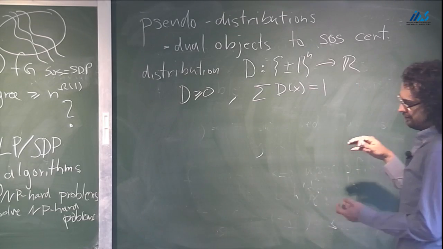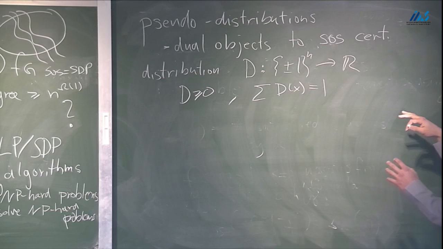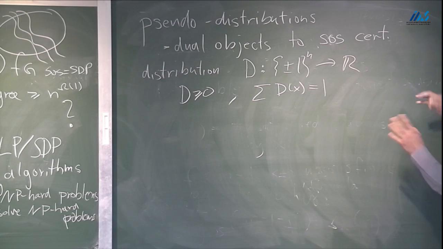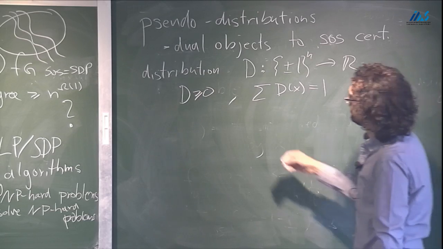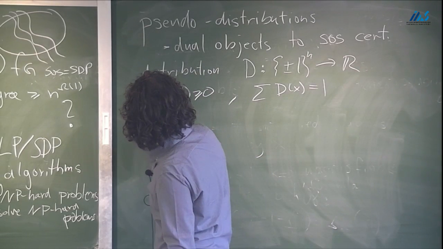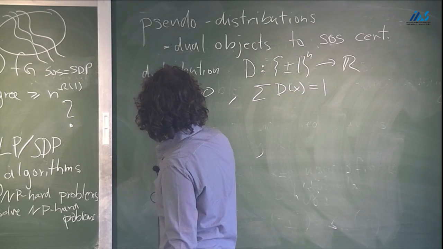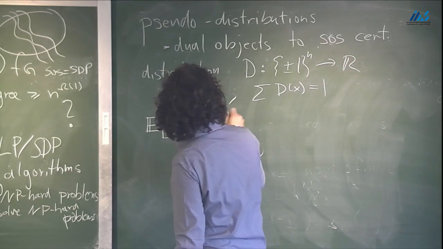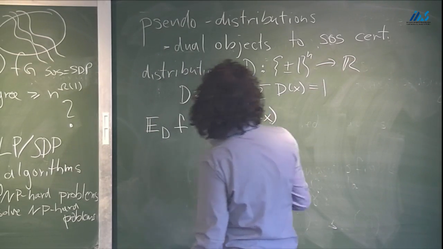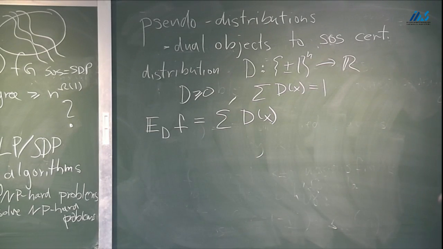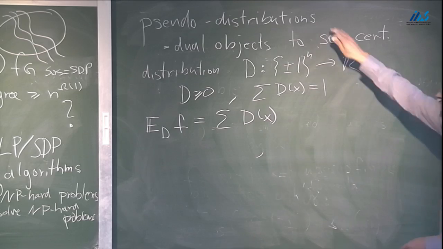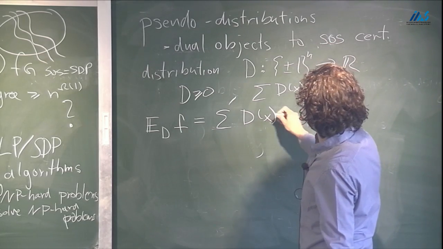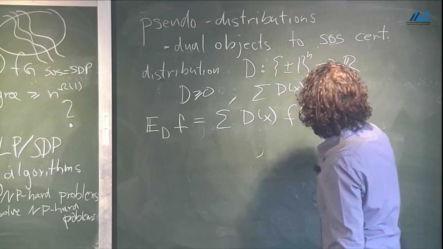Now, let's look at the more functional characterization of these distributions. If I have a distribution, I can look at the expectation of a function under this distribution. I realize that what I'm writing is trivial, but it will help when we compare it to what we do with pseudo-distributions. So this is the notion of expectation under the distribution.